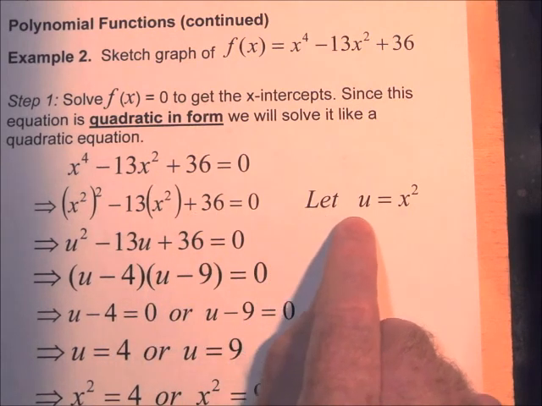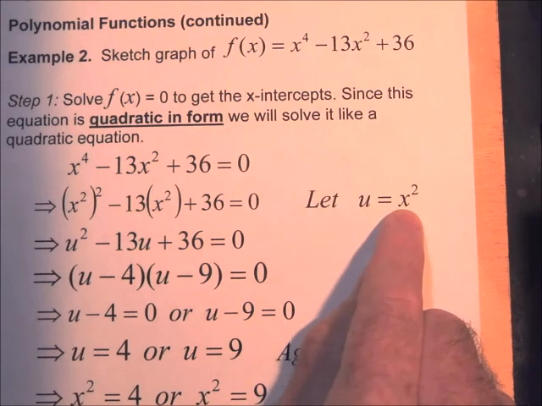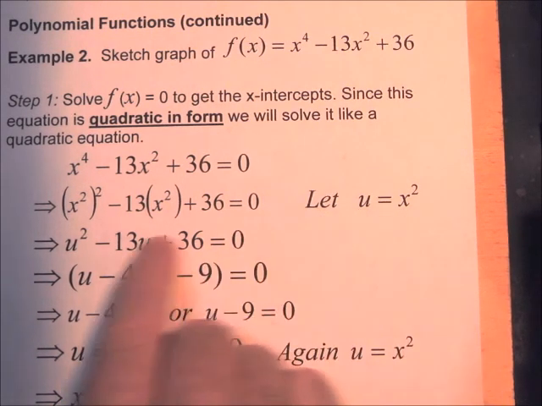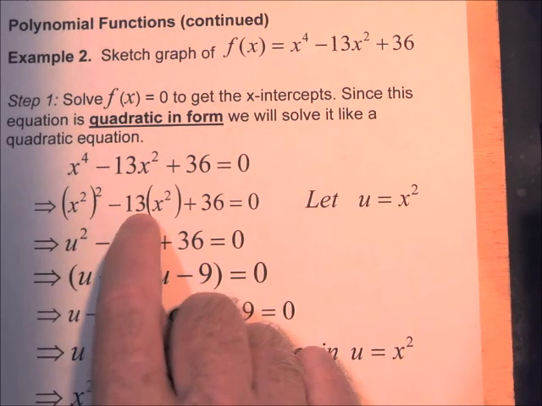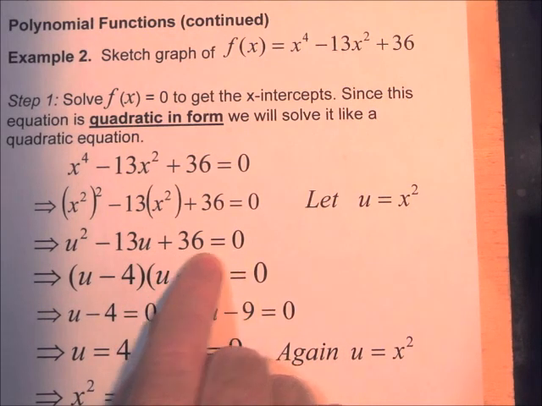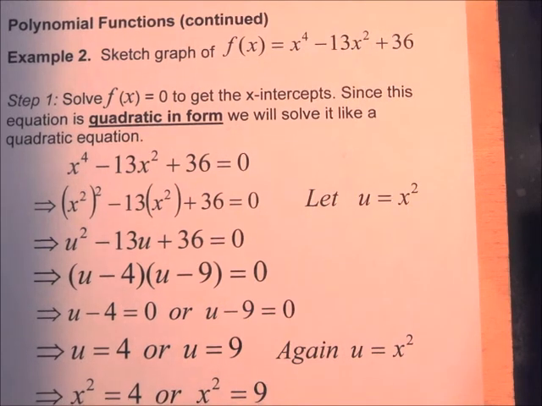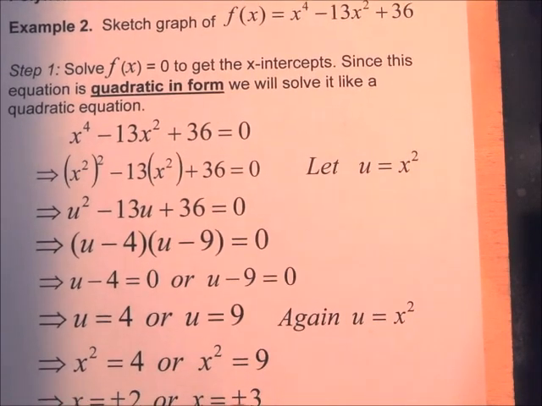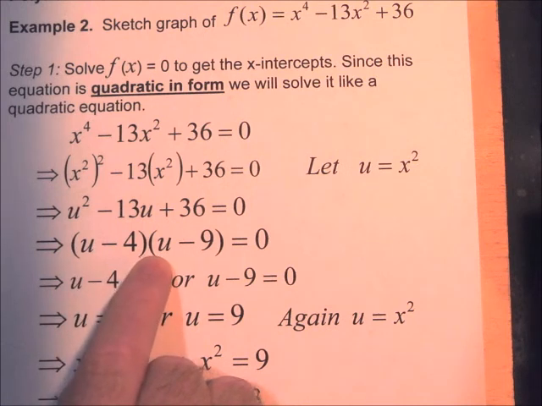And then we can do a substitution, replace x squared with u. So instead of (x squared) squared, we'll have u squared. Instead of 13 times x squared, we'll have 13 times u, and copy the plus 36. And now it looks like a quadratic equation, and we can solve it like a quadratic equation. I like to try factoring first, and if that doesn't work, I use the quadratic formula.